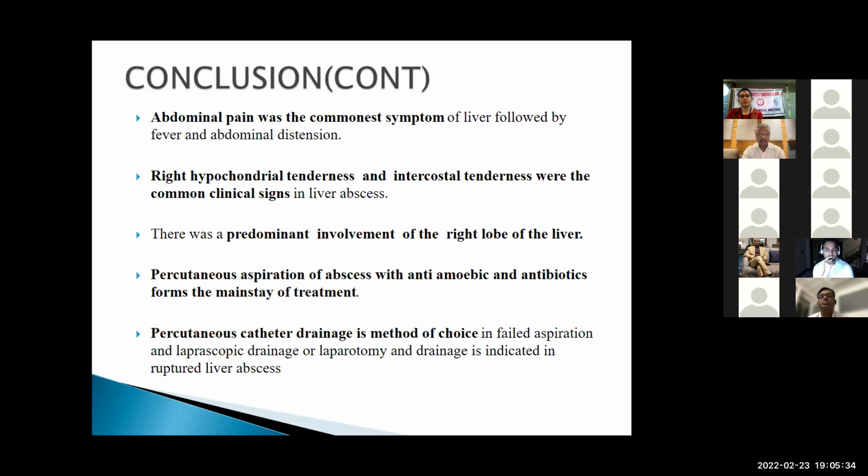Abdominal pain was the commonest symptom, followed by fever and abdominal distension. Right hypochondrial tenderness and intercostal tenderness are common clinical signs. Predominant involvement of the right lobe of the liver. Percutaneous aspiration of abscess with anti-amoebic antibiotics forms the mainstay of treatment, followed by percutaneous catheter drainage as the method of choice in failed aspiration, and laparoscopic drainage or laparotomy drainage is indicated in ruptured liver abscess.